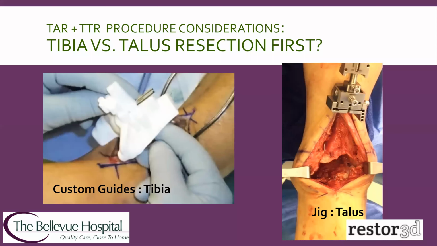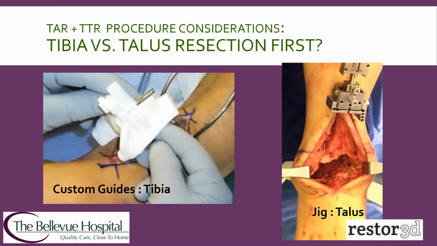I will say, if you're using an off-the-shelf jig, like most companies have, all except one I think, it is easiest to take the talus out. Then you have plenty of room to do your tibial cuts, and it's actually the easiest tibial cut you'll do. However, if you're using a 3D printed guide for the tibial resection, keep the talus intact. That way you can ensure that the guide sits properly, because that guide is based on where all the osteophytes and imperfections in the ankle are sitting.